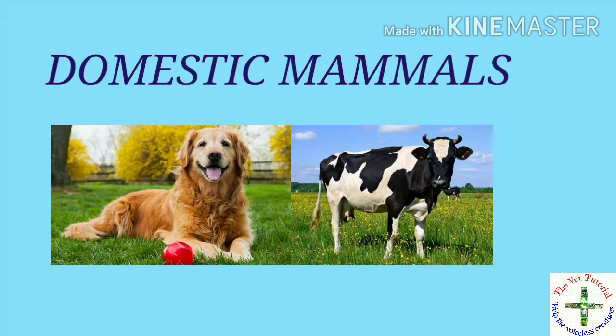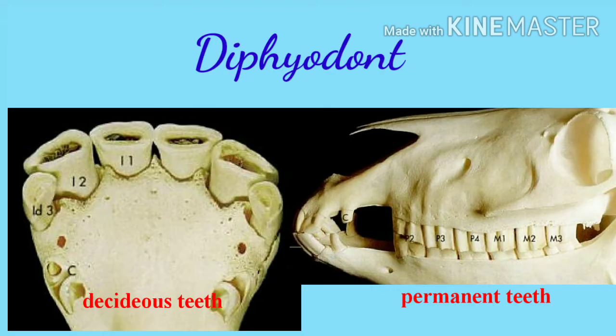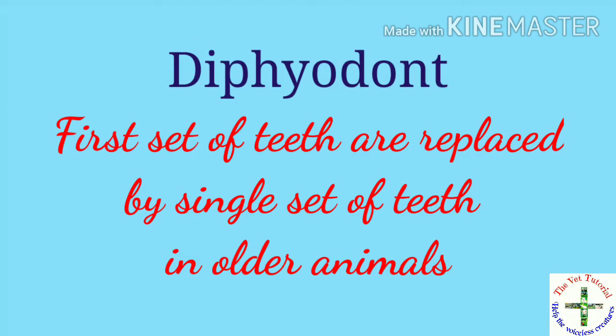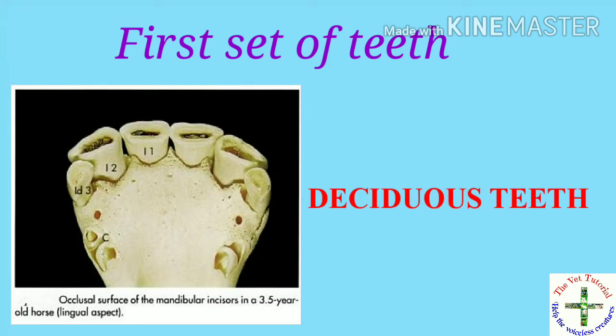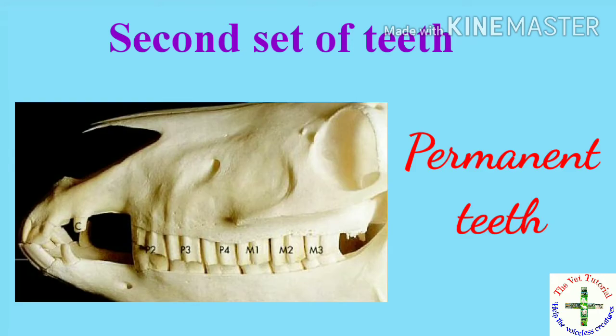The dentition of domestic mammal is diphyodont, in which first erupted teeth are replaced by a single set of teeth in older animals. First set of teeth is deciduous teeth, which means it is present at birth or erupts shortly afterwards. These teeth are replaced by second set of teeth, that is permanent teeth, which is adapted to the larger jaw and provide more vigorous mastication in adult animals. The number and classification of permanent teeth is fixed to a species.